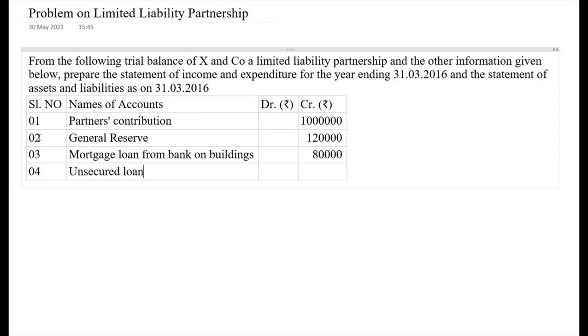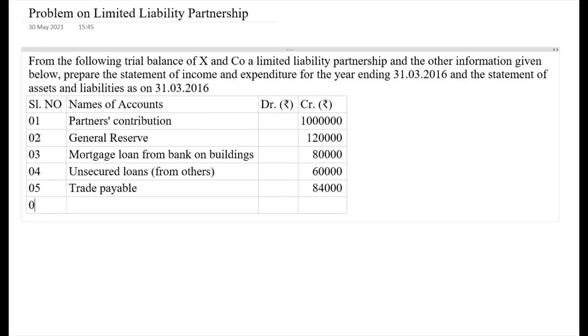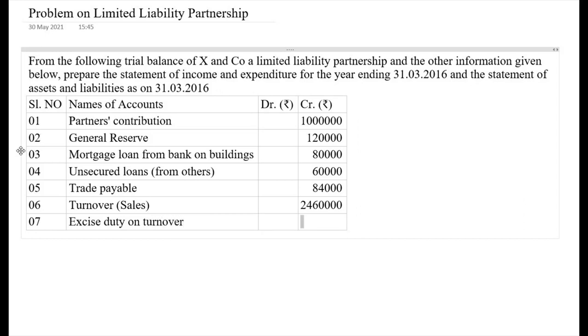Unsecured loans from others, rupees 60,000. Trade payables, rupees 84,000. Turnover, that is nothing but sales, 24,60,000. Excise duty on turnover, that is debit balance, so rupees 60,000.